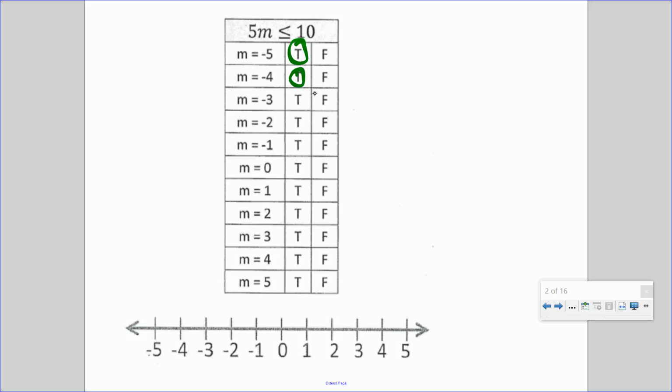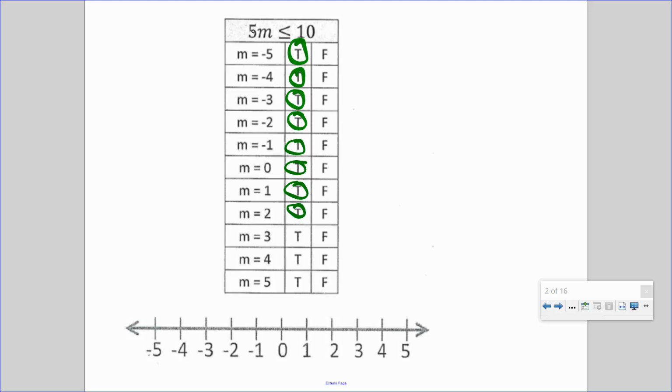5 times negative 3 is negative 15, less than 10. 5 times negative 2, less than 10. 5 times negative 1 is negative 5, less than 10. 5 times 0 is 0, less than or equal to 10. 5 times 1 is 5, less than 10. 5 times 2 is 10. Is it less than 10? No. But is it equal to 10?